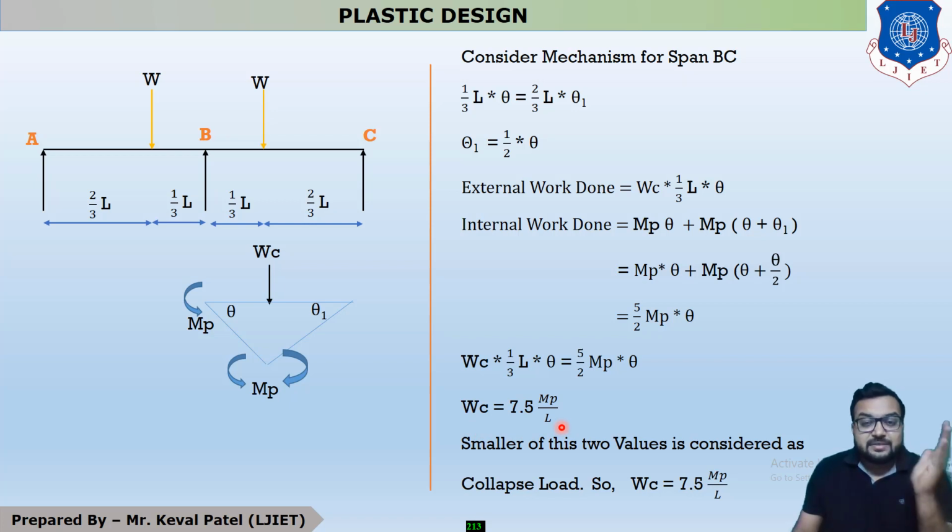Now, which answer is more effective to design the whole continuous beam? It is clearly mentioned that we take the smaller of the two values. Whenever you have to find out WC, you consider the smaller value as the governing value, and for that smaller value you design your beam. So your final answer is WC equal to 7.5 MP by L, because both answers remain the same, so a smaller value is not possible. Okay. So students, this is the end of your example number 1.